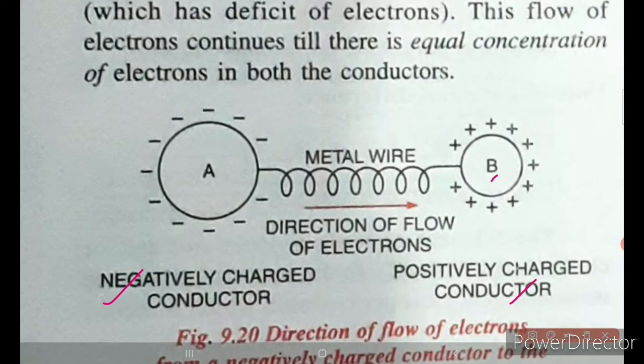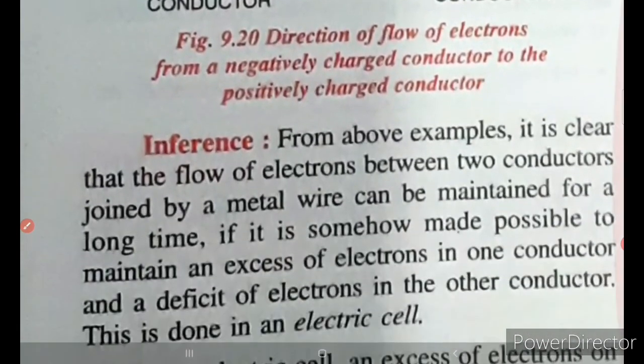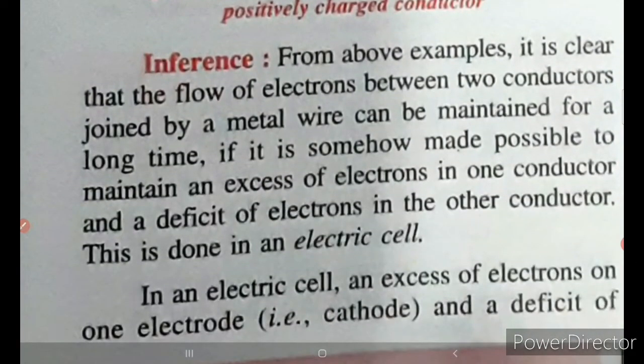Now when these two are connected with the help of a metal wire, as you all know, A has excess of electrons, hence the electrons will move from A to B as shown in the diagram. Until when does it move? This flow of electrons continues till there is equal concentration of electrons in both the conductors. So what do we conclude from all these examples?